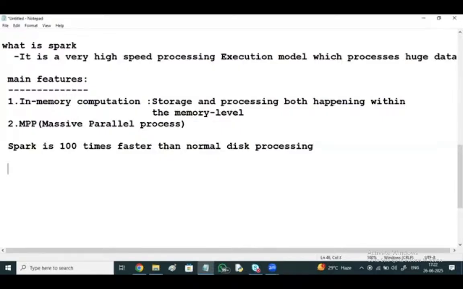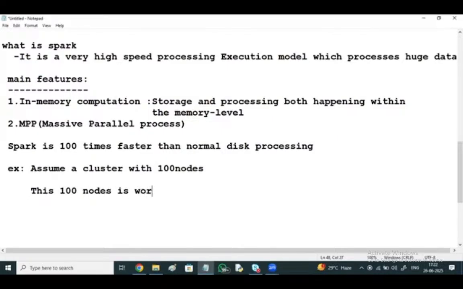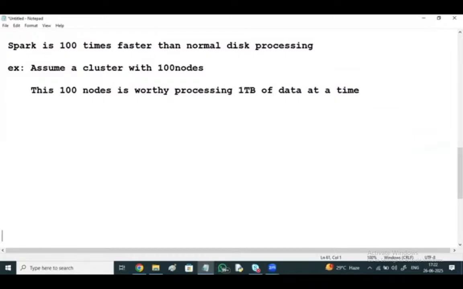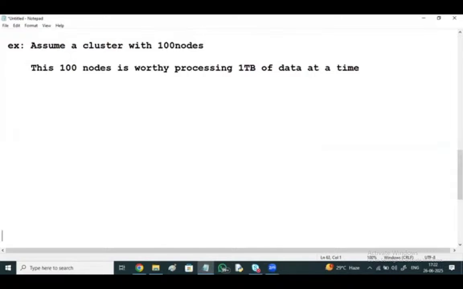Example, assume I got a cluster with 100 nodes, 100 systems. This 100 nodes is worthy of processing 1 TB of data at a time.